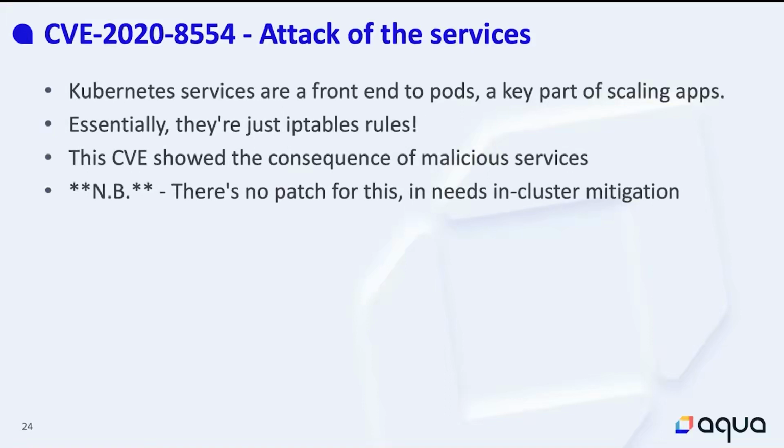So the thing is that this CVE basically showed the consequence of malicious services. What this CVE was about is that anybody who is able to create a service on a Kubernetes cluster will be able to intercept the traffic of other services within the cluster. And there's no patch for this out of the box within Kubernetes. However, you can use admission controllers to mitigate that. So you can use the admission controller that comes with Kubernetes, or you can use other additional admission controllers. And yeah, that's basically the issue.